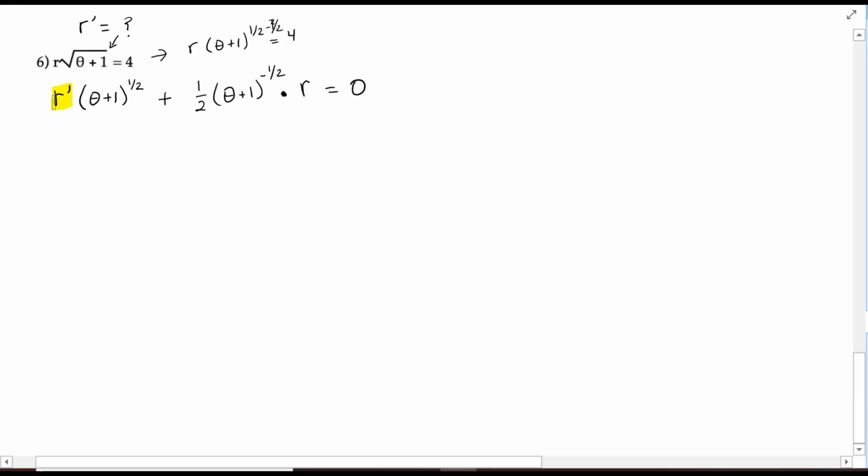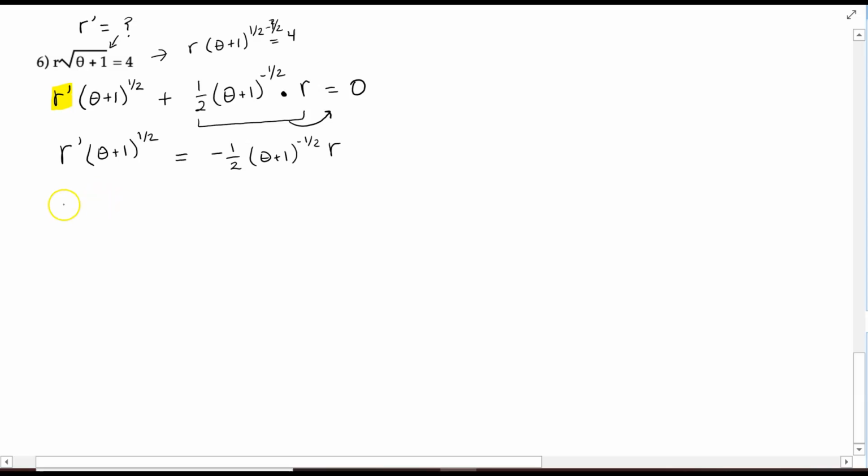Okay. So what we're going to do is rewrite this a little bit. Okay. So I'm going to say here r prime times theta plus 1 to the 1/2. All right. And I'm going to move this stuff over here to the other side. Okay, so set it equal to a negative 1/2 times theta plus 1 to the negative 1/2 r. Okay, looks something like that.